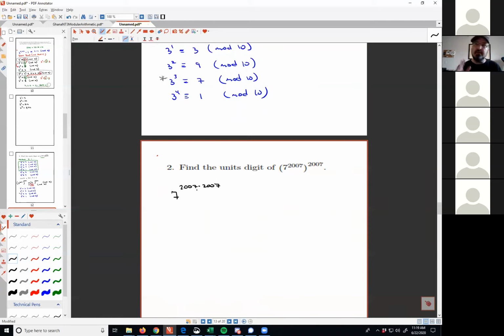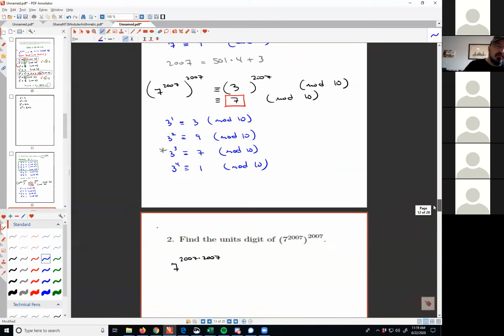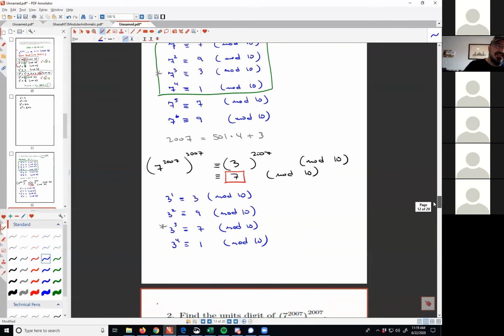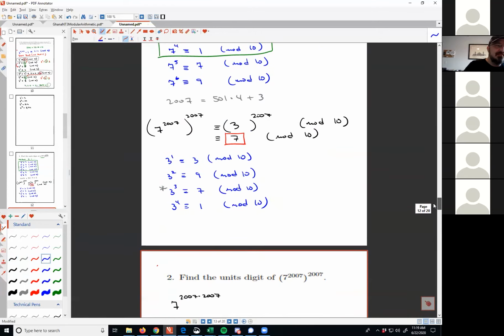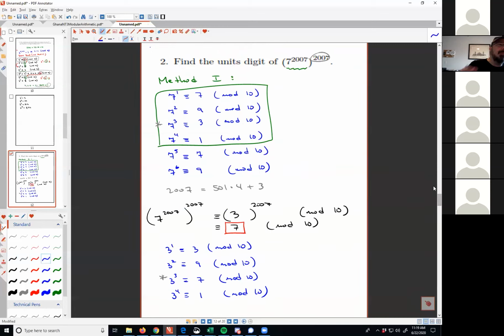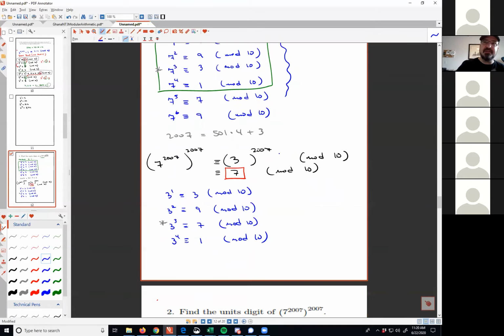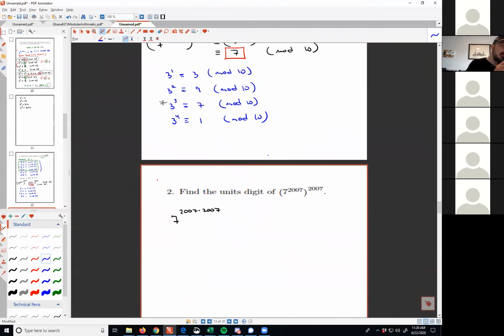So now I could multiply this out, but do I need to multiply it all out? Maybe. I mean, you could just multiply the units digits, 7 by 7, which will give 49. So 9 would be the unit. That's not bad. I like that. But I'm going to put it a slightly different way. We just need to know where our exponent is in terms of multiples of 4, right? Because the pattern repeats every multiple of 4.